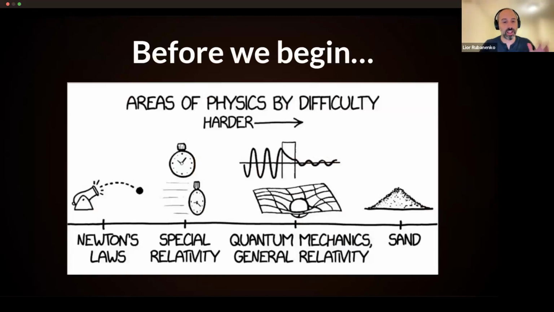And before we begin, I want to extend an apology. The introduction of this talk is going to be slightly longer than usual, than at least my usual talks. And this is because, as this cute cartoon shows, the physics of sand are complicated.